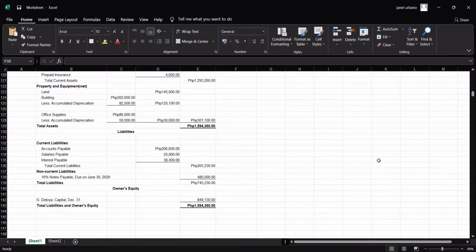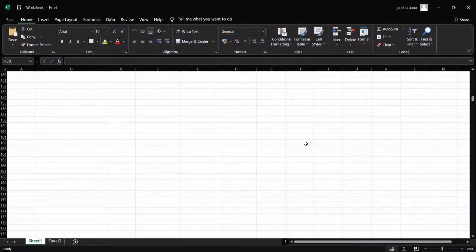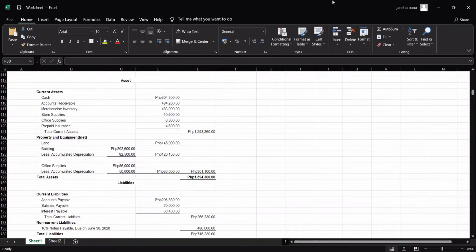For the owner's equity, we will put the ending balance of the capital, which we got from the statement of changes in owner's equity, 849,130. That arrives at 1,594,360 pesos, which should be equal, and the balance sheet is balanced. That's all. And the next reporter will be Miss Janelle Urbano.